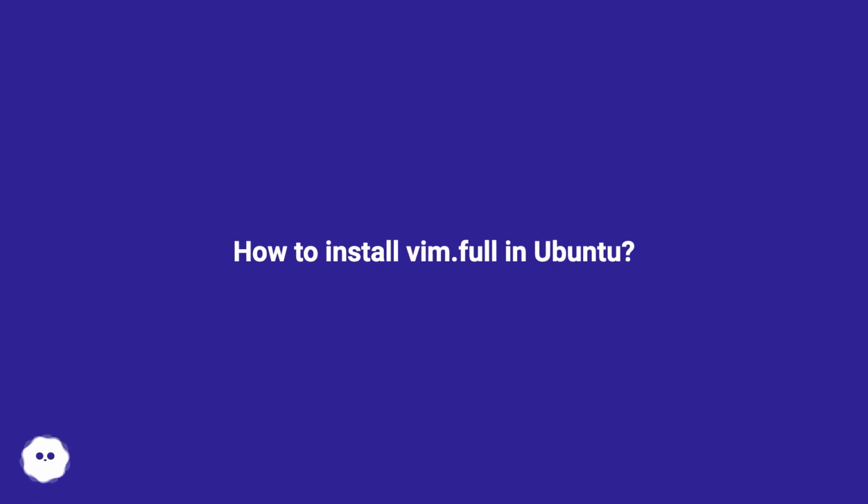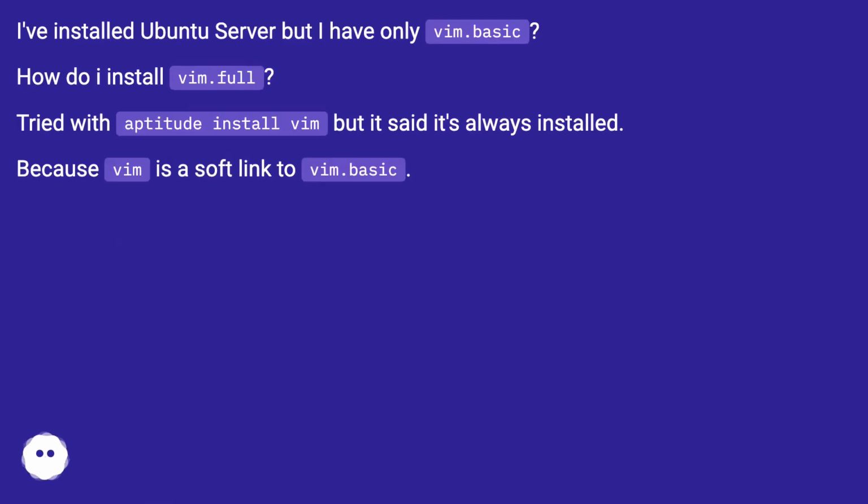How to install Vim.Full in Ubuntu. I've installed Ubuntu server but I have only Vim.Basic. How do I install Vim.Full? I tried with aptitude install vim but it said it's already installed. Because vim is a soft link to Vim.Basic.